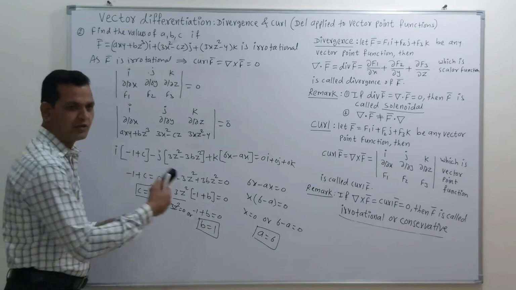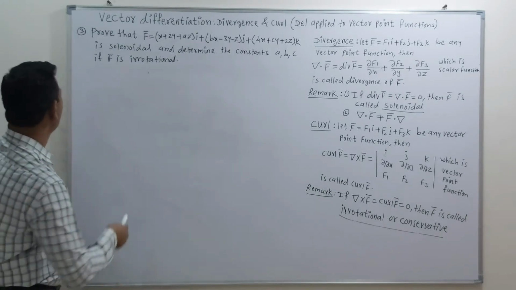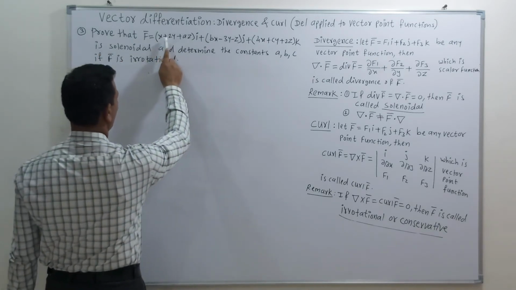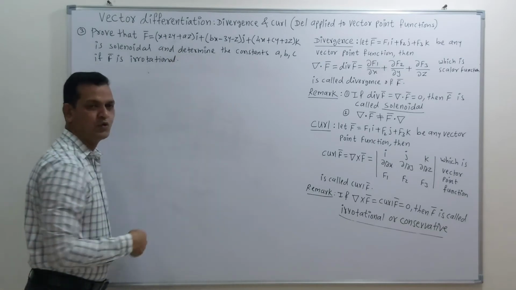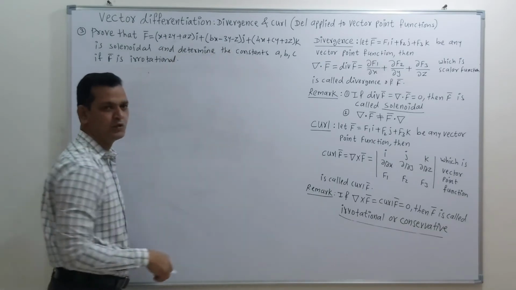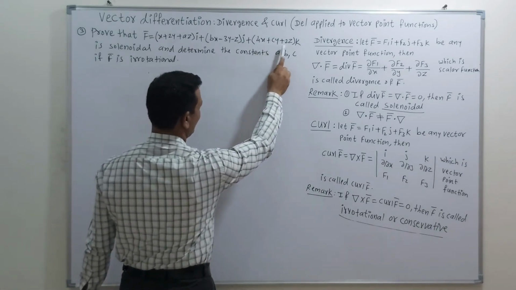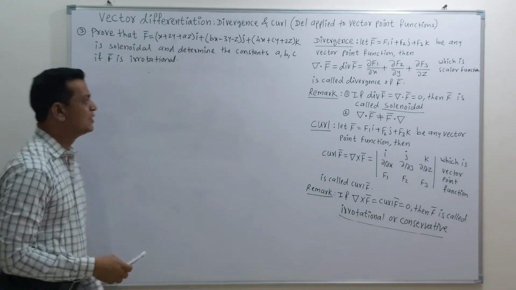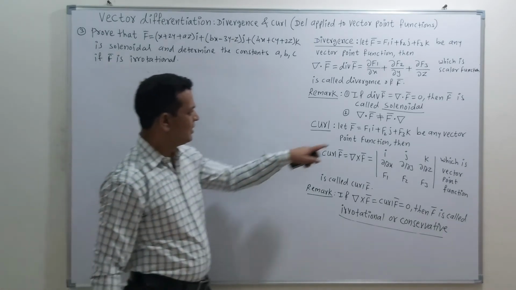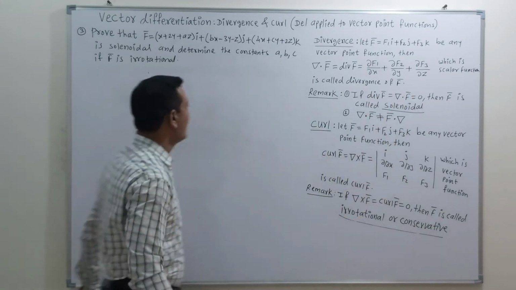Now let's take the third one. Now friends, the third example is prove that f bar, which is defined as (x plus 2y plus az) i plus (bx minus 3y minus z) j plus (4x plus cy plus 2z) k. So prove that this is solenoidal. To prove that this is solenoidal, that means we have to show that its divergence, that means del dot f bar, is equal to 0.